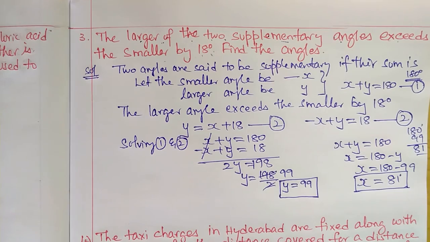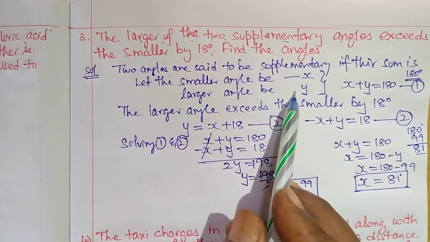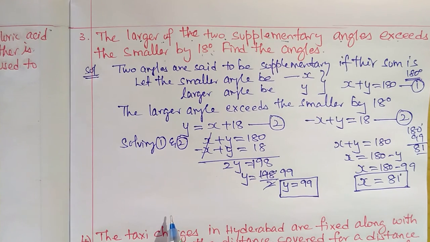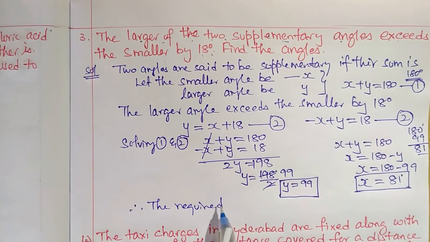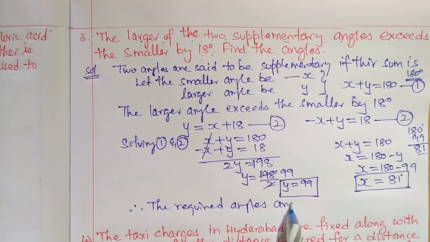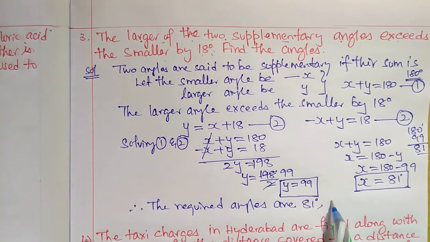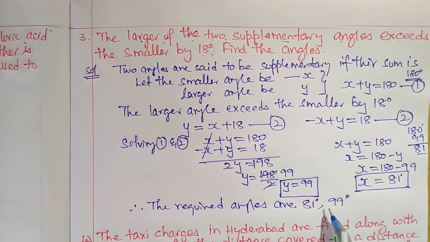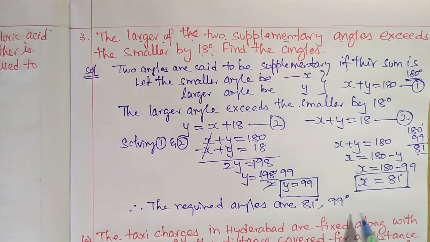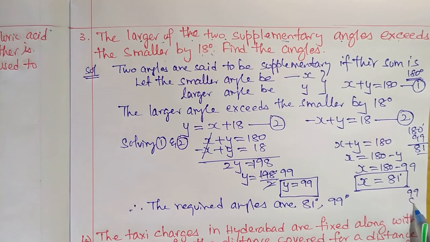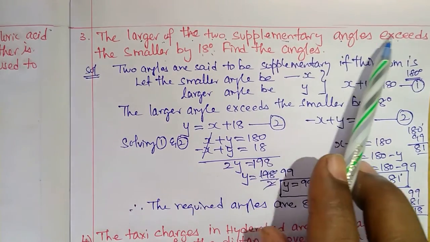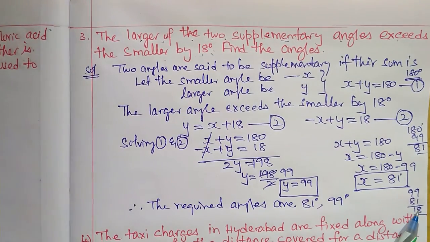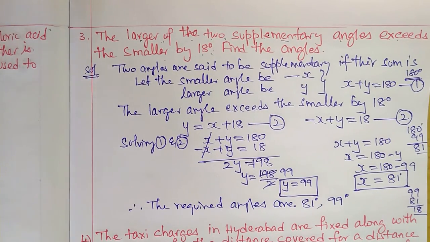So what are x and y for us? X is the smaller angle and y is the larger angle, which two are supplementary. Therefore, the required angles are 81 degrees, 99 degrees. So these two are the supplementary angles which satisfy the given condition. You check whether our answer is correct or not. What is 99 minus 81? 9 minus 1 is 8, so 18. The larger of the two supplementary angles exceeds the smaller by 18. So this is how you must solve it.